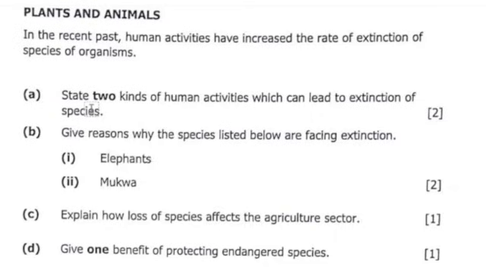So number one, the first activity is, let me say, charcoal burning. Charcoal burning. This activity has led to extinction of some species like trees. Some of the trees have been used. The other one is poaching.